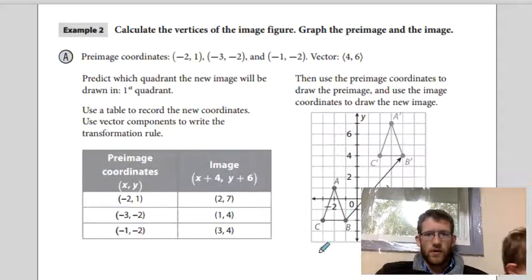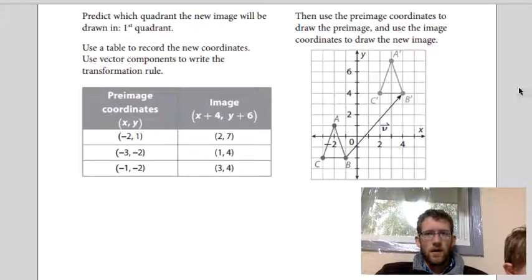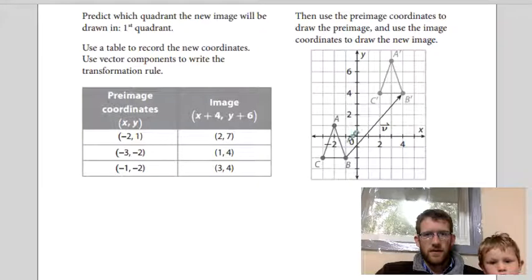So in this case, our pre-image coordinates, a little hard to see here, are A at negative 2, 1, C at negative 3, negative 2, they did C for some reason, and then B is at negative 1, negative 2.